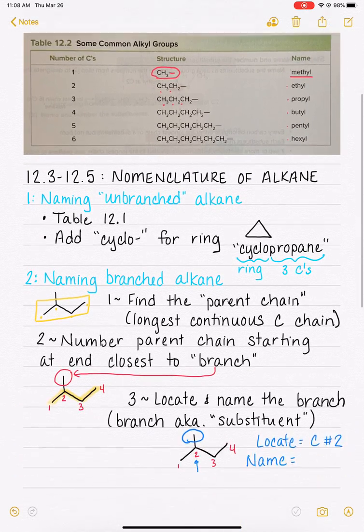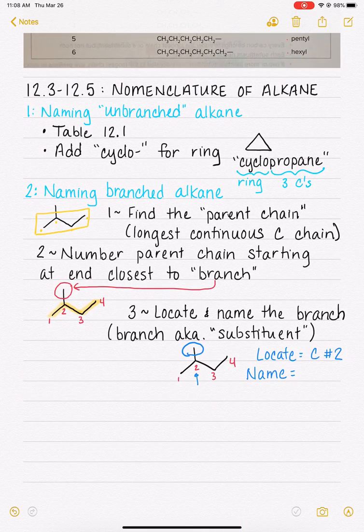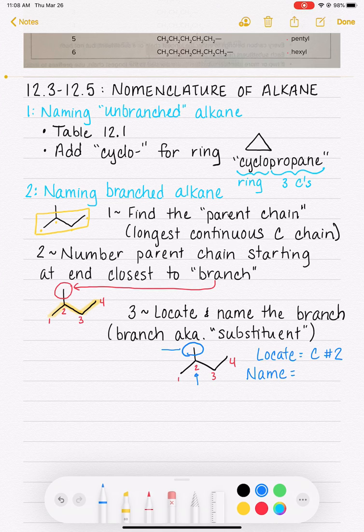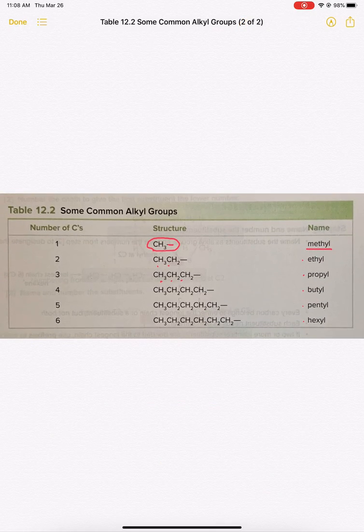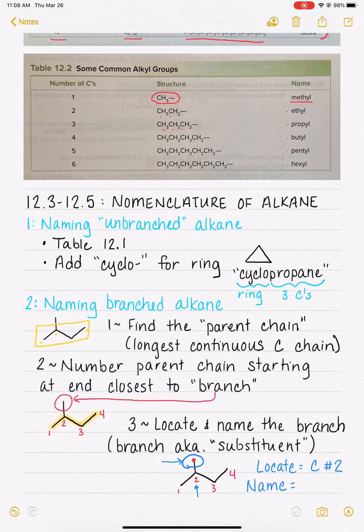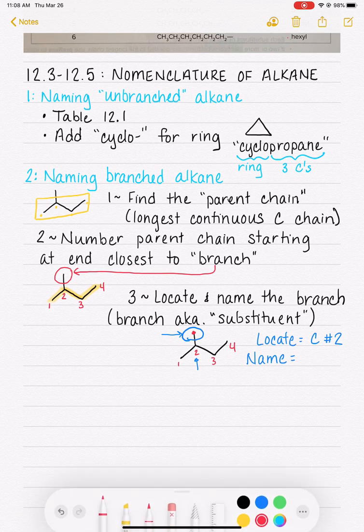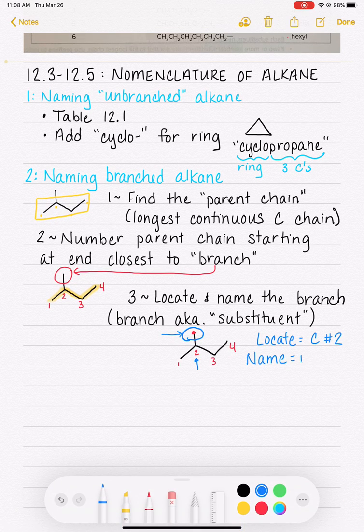So we have our branch, this little guy right here. We have to find out how many carbons the branch has. This branch has 1 carbon right there. It's a 1 carbon branch. So go back up to our table. The 1 carbon branch is named methyl. And so that is the name of our branch.